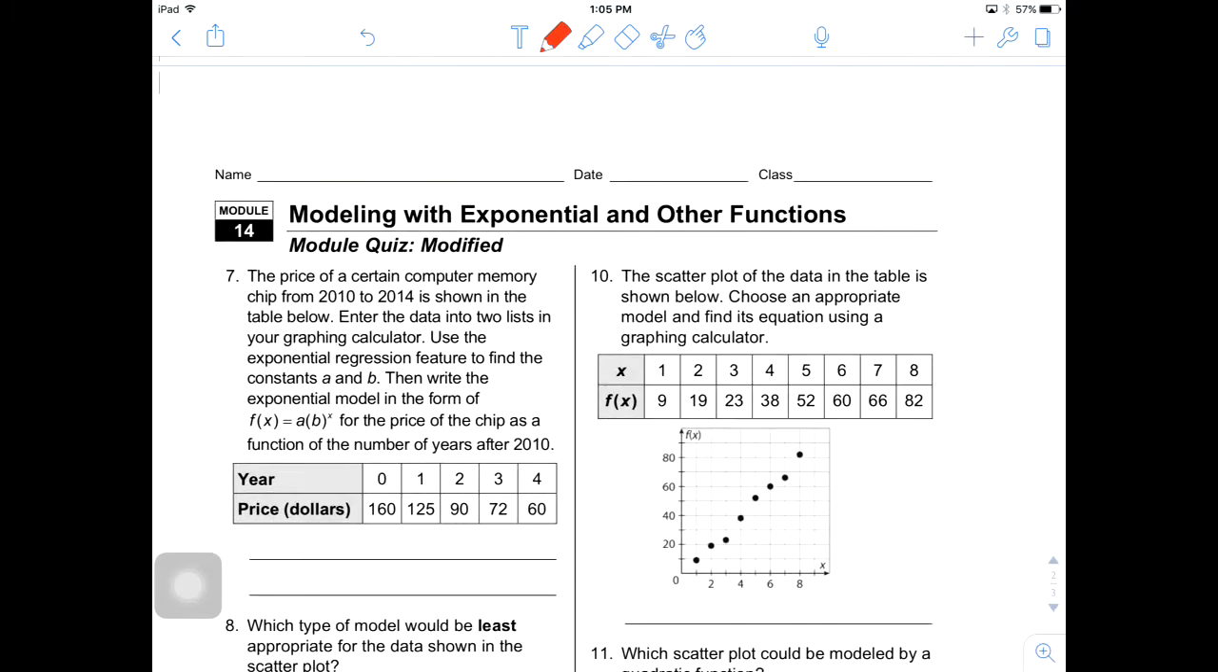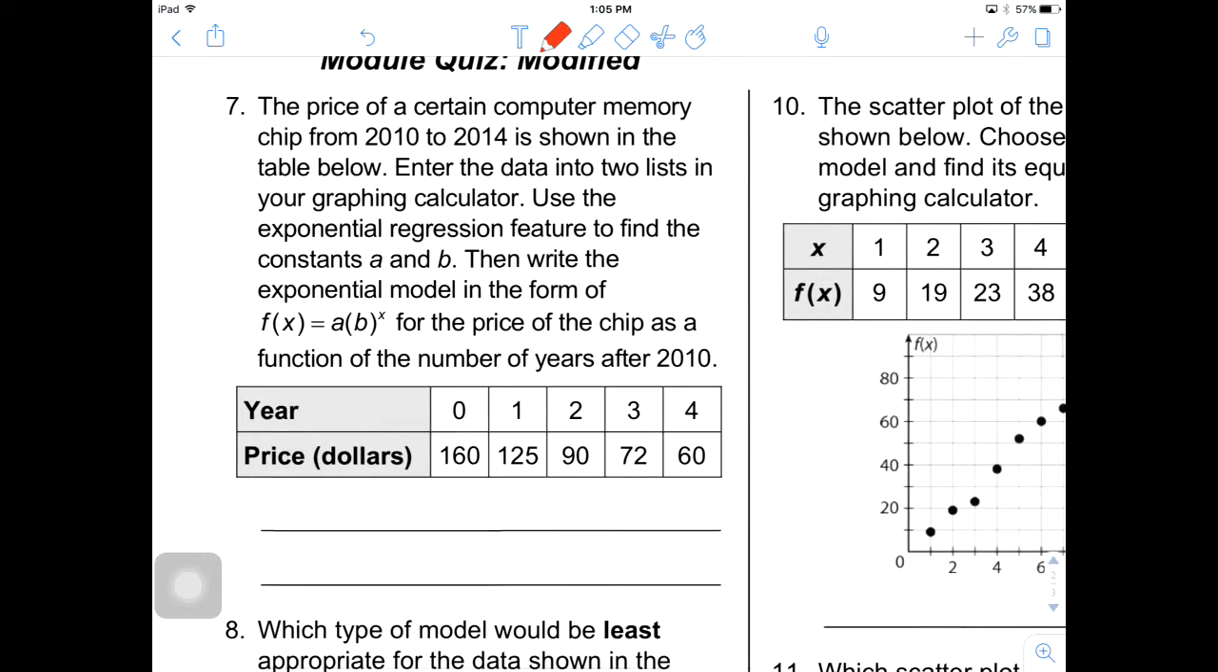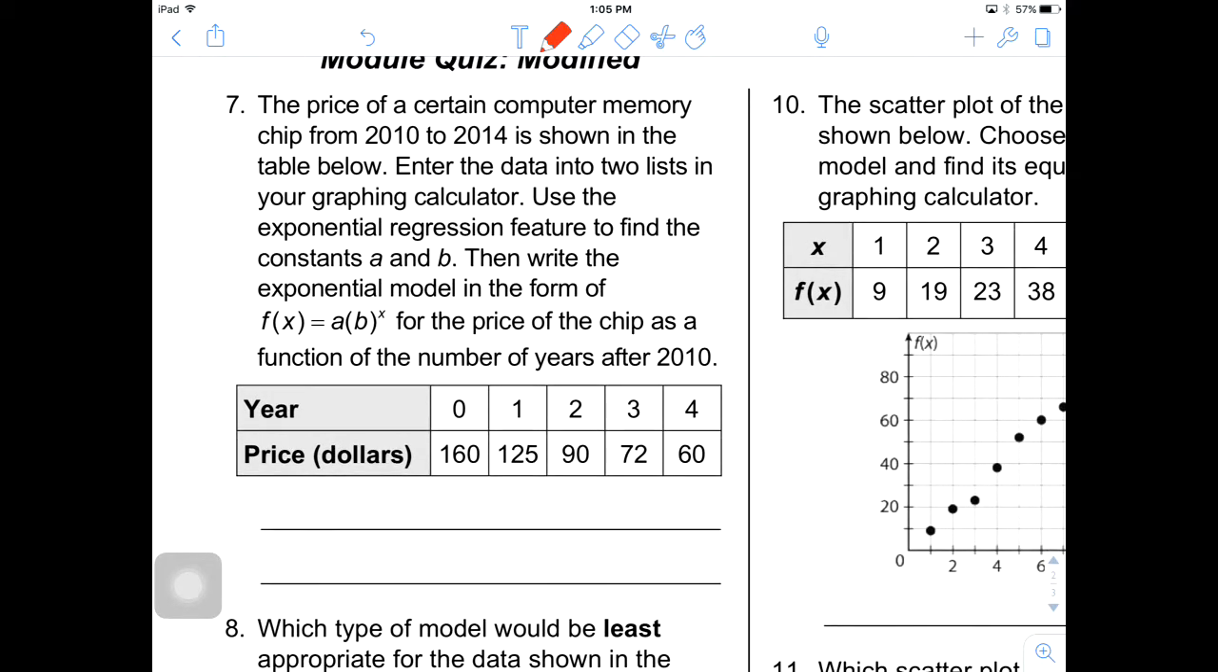Let's take a look at number 7. The price of a certain company memory chip from 2010 to 2014 is shown below in the table. Enter the data into the list of your graphing calculator, and then use the exponential regression feature to find the constants A and B, and then write the exponential form for the equation and find as a function for the year 2010. So here's the list of data.